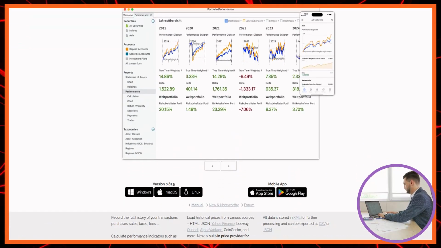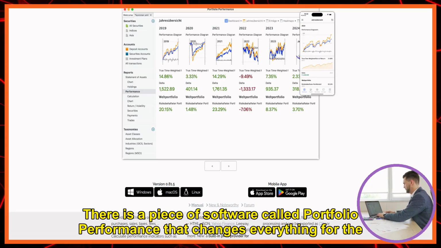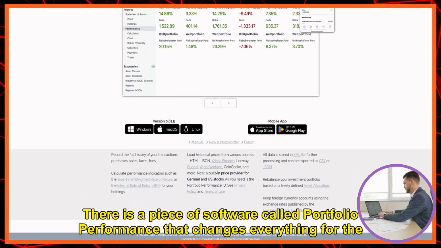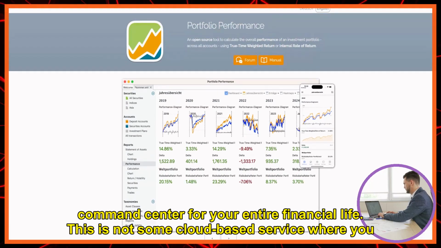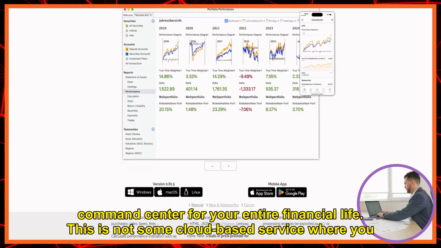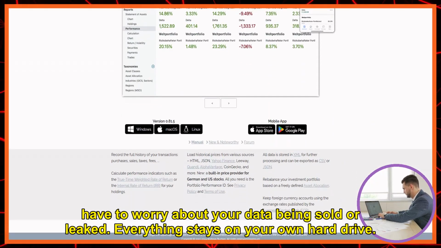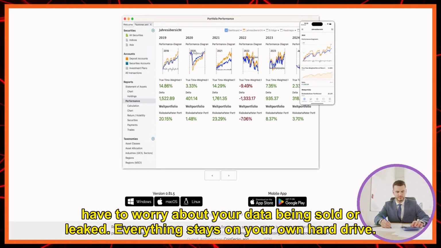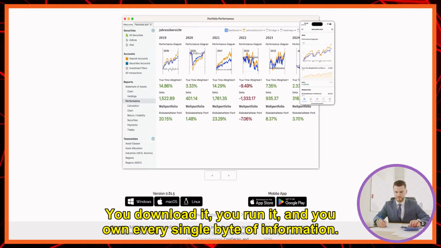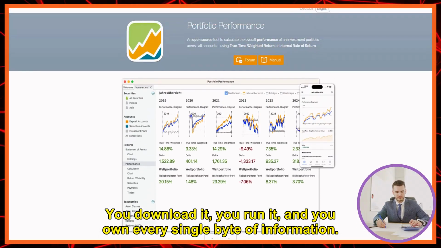If you want to stop guessing and start knowing, you need a level of detail that standard apps just will not give you. There is a piece of software called Portfolio Performance that changes everything for the serious investor. It is a free, open-source desktop application that acts as a central command center for your entire financial life. This is not some cloud-based service where you have to worry about your data being sold or leaked. Everything stays on your own hard drive. You download it, you run it, and you own every single byte of information.